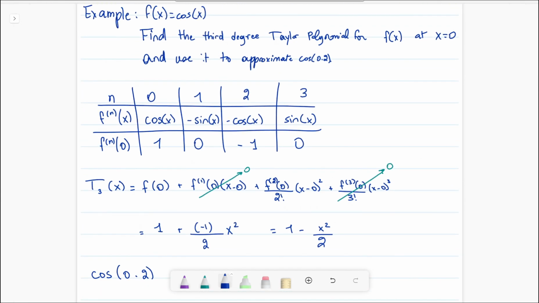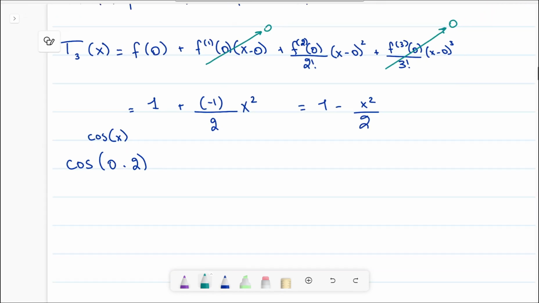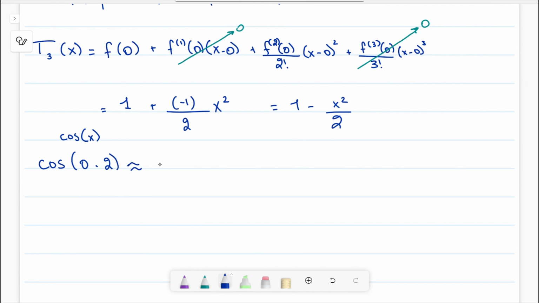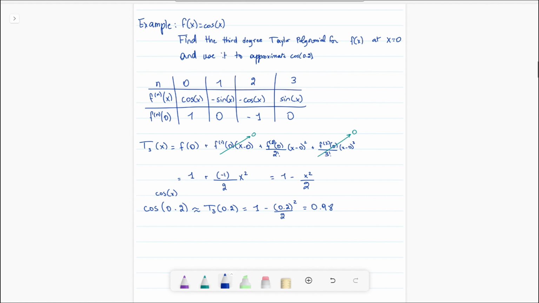So we were first looking at f of x equals cos of x, and now we would like to approximate cos of 0.2. As you can see, x has to be equal to 0.2. So cos of 0.2 is approximately equal to the Taylor polynomial. Instead of x, we write 0.2. So we get 1 minus 0.2 squared divided by 2, which is equal to 0.98 if you plug it in on the calculator. And this is our approximation.